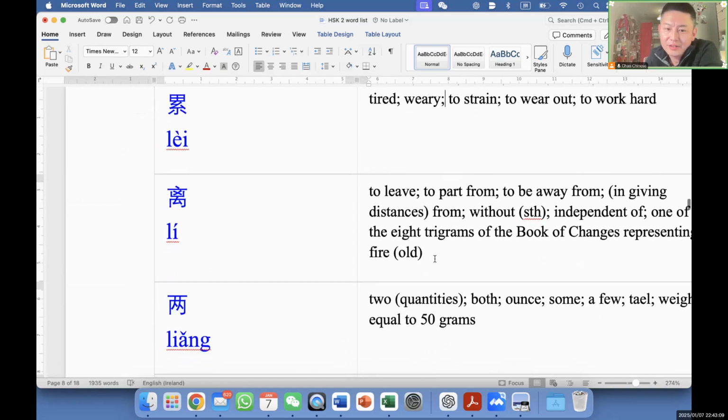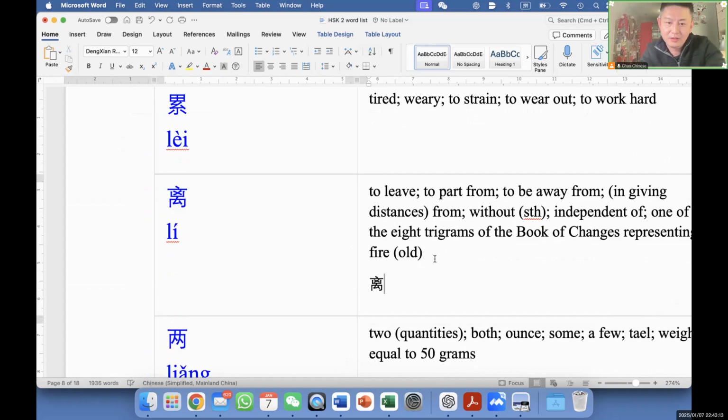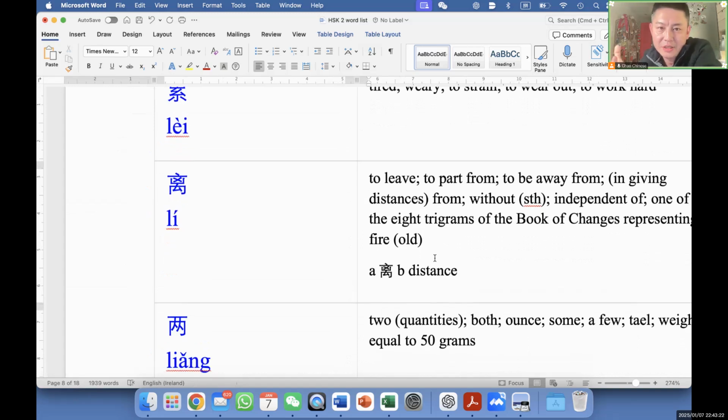离, there's a structure there. A 离 B, and this tense, right? 北京离上海1000公里. Okay.